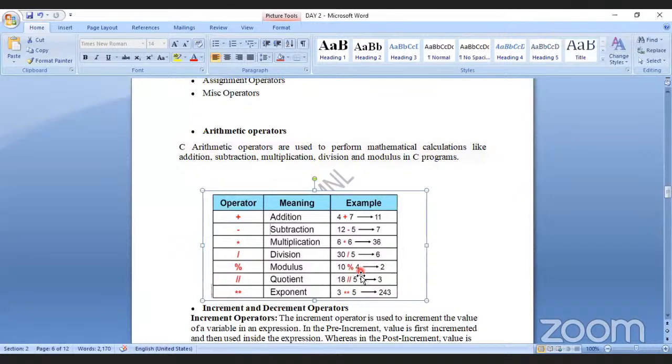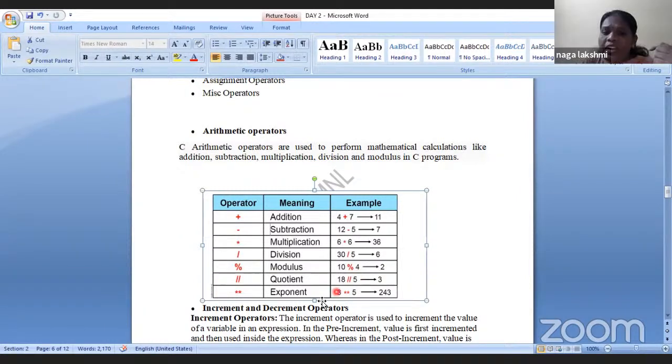Now got the difference between division and modulus, girls? Yes, ma'am. Okay, next one is exponent, power of, like 3 power 5. Quotient is nothing but 18 divided by 5, you'll get quotient as 3 and remainder 3.